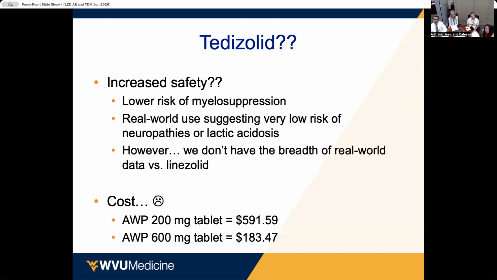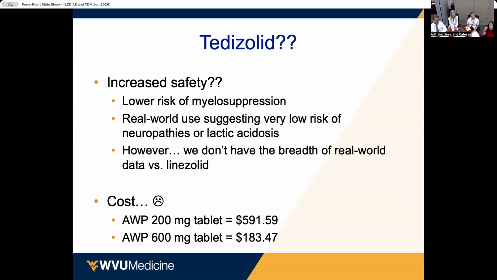If we go to the next slide, I'd be remiss if I didn't talk about linezolid's cousin, tedizolid. There's a really nice review paper looking at tedizolid, linezolid, and the adverse effects associated with it. There is a thought that tedizolid has increased safety, that it has a lower risk of myelosuppression. The real world use that has been published suggests very low risk of neuropathies or lactic acidosis. But I would like to point out that we do not have the breadth of real world data that we do versus linezolid. So if we use tedizolid more, we might see more adverse effects. But what we do have is we do know it's safer.